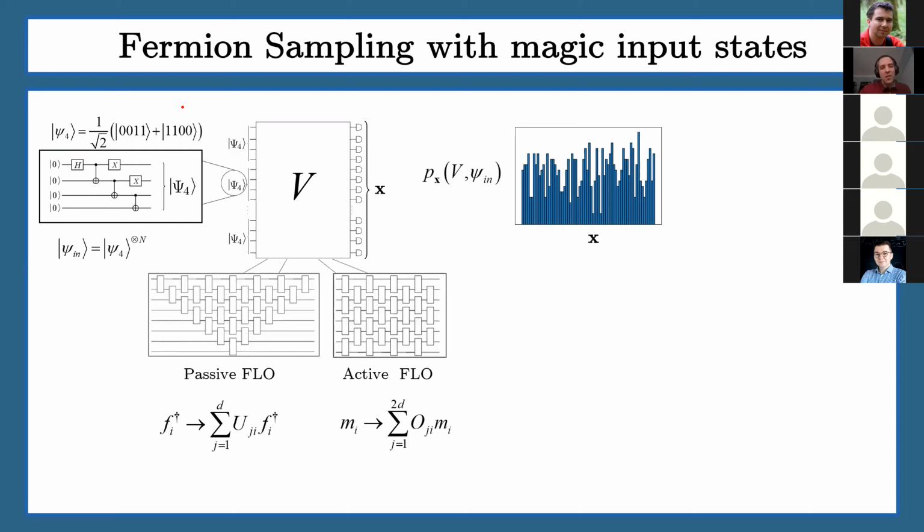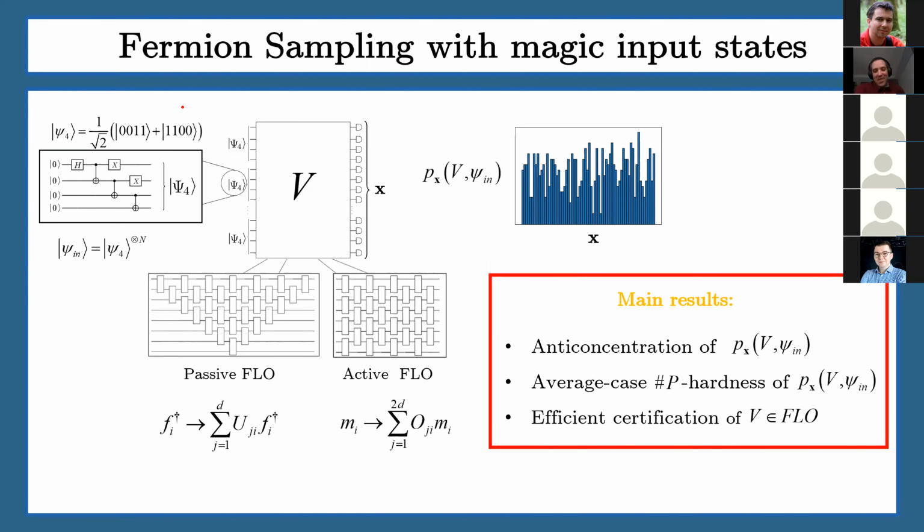So what are those fermionic linear optical transformations? They are known from condensed matter or from many body physics. We consider in parallel two classes of transformations, passive fermionic linear optics and active fermionic linear optics. They are just fermionic counterparts of what people might know for bosons: passive bosonic transformations and active bosonic transformations. I will be explaining that in a second. And here are our results, okay?